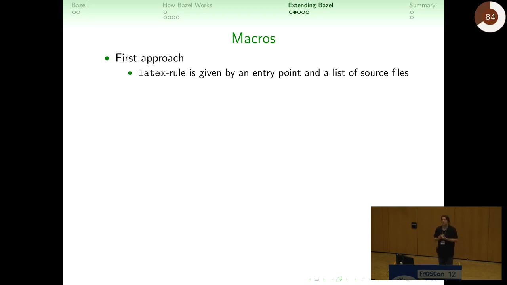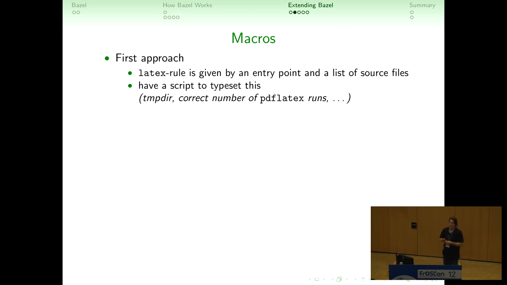Okay, so the first approach I took when I was faced with that problem is saying, first of all, what should a LaTeX rule look like? Well, probably you want an entry point, which is the main document, and a bunch of other files that you have. And then you have a script to do this. So first of all, call PDF LaTeX the correct number of times. Take care of all the timestamps that are implicit in such a process, especially if you implicitly convert PostScript files into PDF, then for each of them you get another timestamp, and as I mentioned, you want reproducible builds. Also, copy all the input into a temporary directory to not rely on sandboxing to avoid polluting the internal workspace.